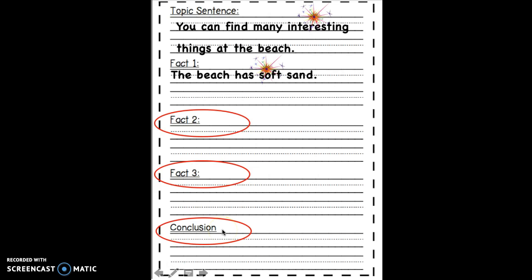The conclusion is kind of the best part of your writing because you get to add how you feel about the topic you're writing about. I get to write how I feel about the beach. I couldn't write how I felt in the 3 facts because they're facts, but now I get to write my opinion for the conclusion, how I feel about the beach. Are you ready to find out?